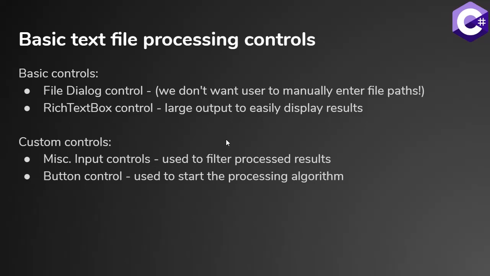Now, depending on the type of processing we need to do, we may need to add additional inputs to allow the user to enter in search names or numeric values or set criteria on how we want to process the file. So depending on the types of file processing you're doing, we may need to add additional controls that the user can manipulate and will influence our processing algorithm behind the scenes.